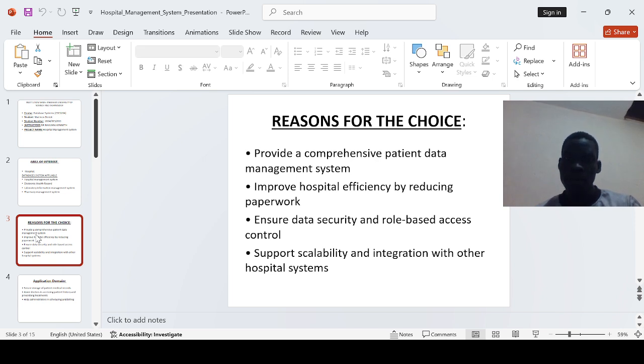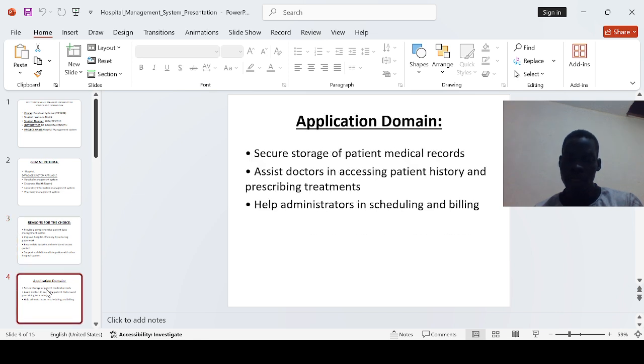It also improves hospital efficiency by reducing paperwork, as we all know this is a digitalized system. Then it also ensures data security via platforms, for example the password, where users, before obtaining information, first enter their details and credentials. Then it provides scalability, where as the size of the system increases, it does not influence its performance.